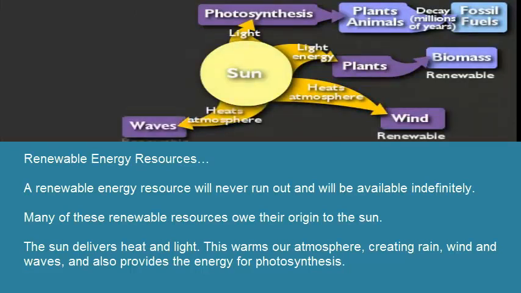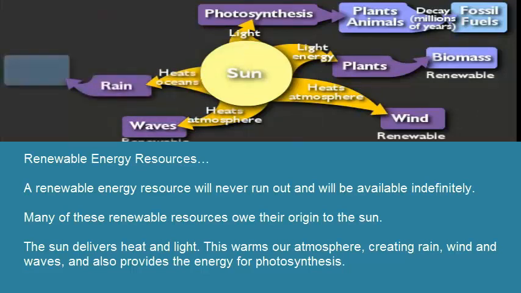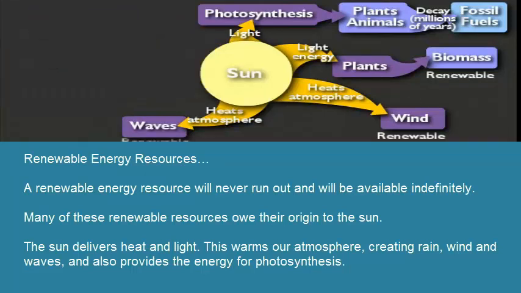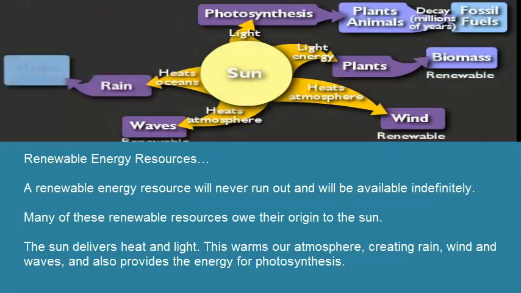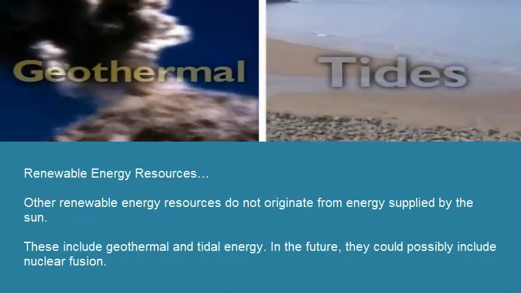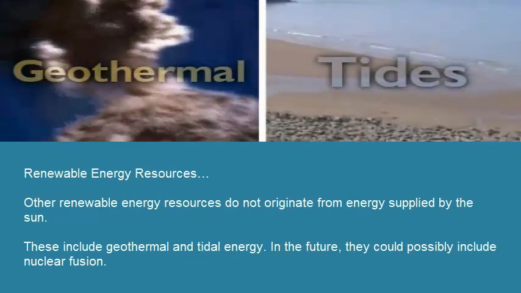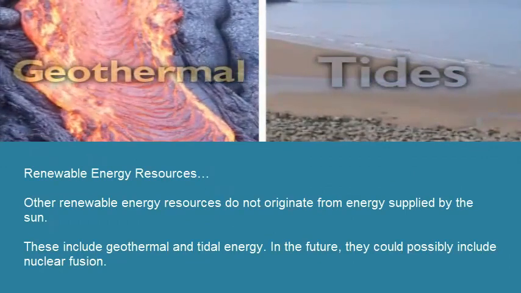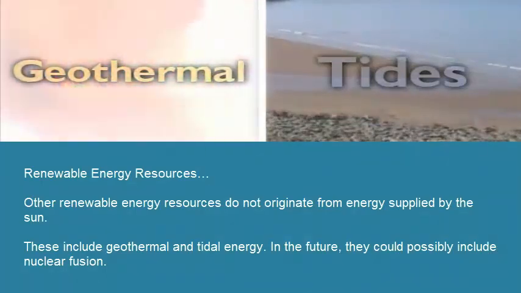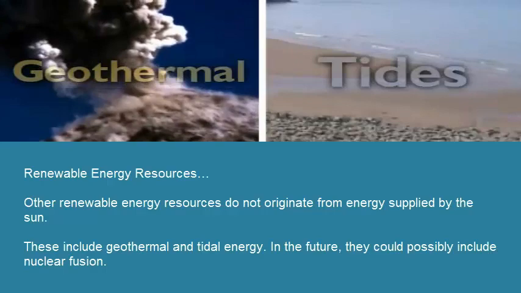Many of these renewable resources owe their origin to the sun. The sun delivers heat and light. This warms our atmosphere, creating rain, wind and waves, and also provides the energy for photosynthesis. Other renewable energy resources do not originate from energy supplied by the sun. These include geothermal and tidal energy. In the future, they could possibly include nuclear fusion.